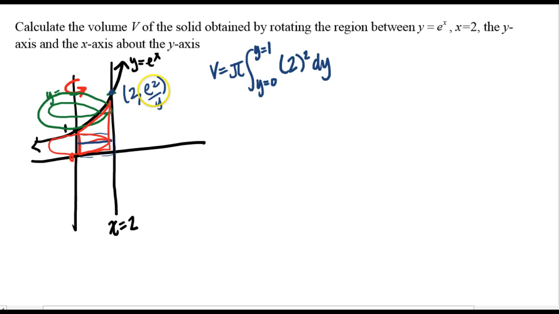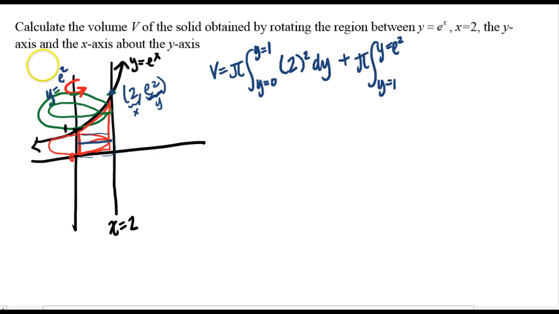So the y value, the output here, sorry, I don't want to make it look like it's e squared over y, this is the y value as opposed to this is the x value. So that means this upper limit of integration is y equals e squared. So let's start the second integral. So plus pi times the integral from y equals 1 to y equals e squared, which is just a number.